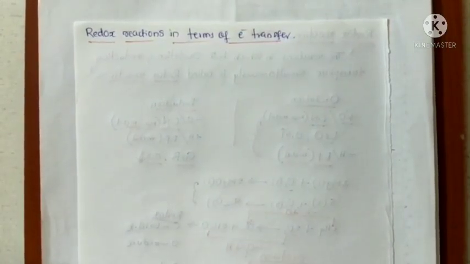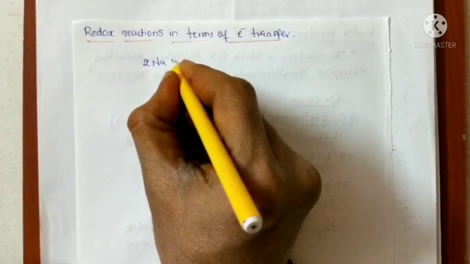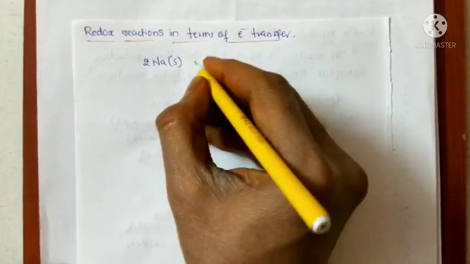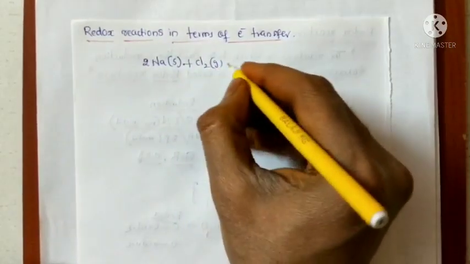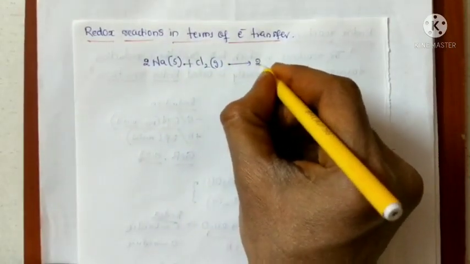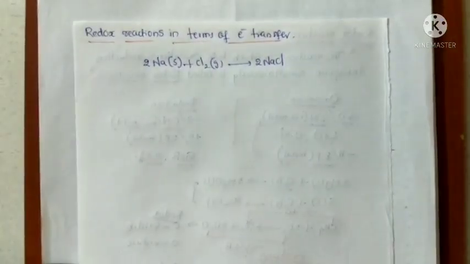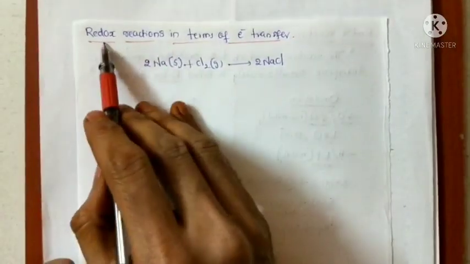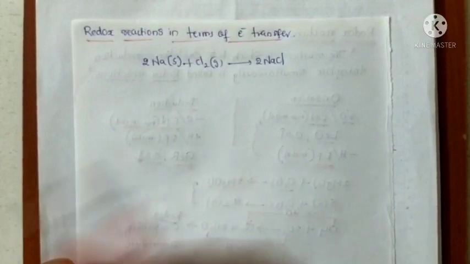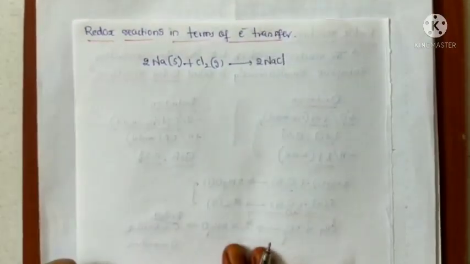For example, we take sodium metal. So 2 moles of sodium metal is taken and reacted with chlorine gas to form 2 moles of sodium chloride. So here the redox reaction we can identify by electron transfer.